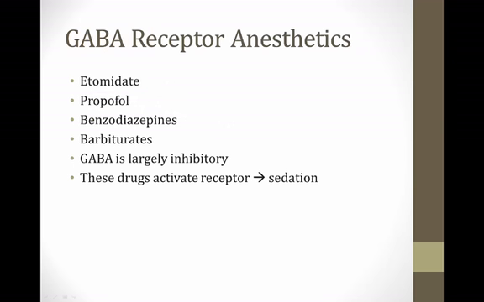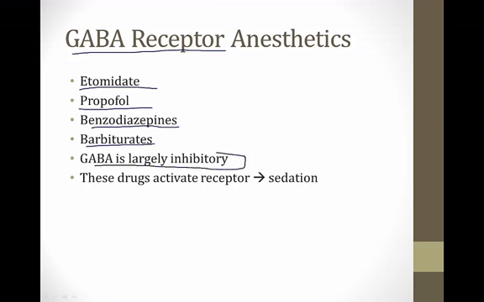So just to review, there are a number of anesthetics that work through the GABA receptor: etomidate, propofol, benzos, barbiturates, and remember that GABA is largely an inhibitory neurotransmitter, so when you activate this system you get sedation, and that's why these drugs are effective as anesthetics.